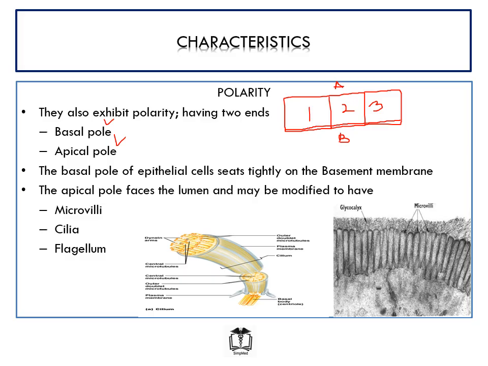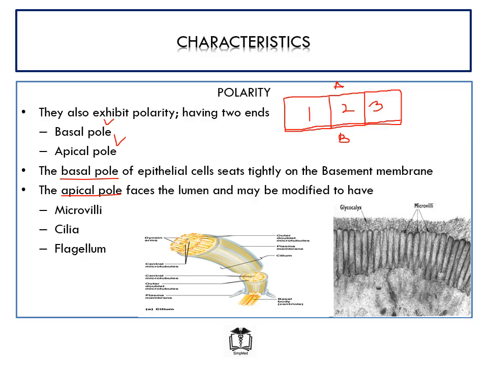The part of the epithelial tissue that is sitting on the basement membrane, remember that every single epithelial tissue has a basement membrane where they are anchored, is the basal pole. So the basal pole is the part of the epithelial tissue that is tightly held to the basement membrane. Remember that I talked about hemidesmosomes as the anchor points between the epithelial cells and the basement membrane. The part of the epithelial tissue that is facing the lumen is the apical pole.